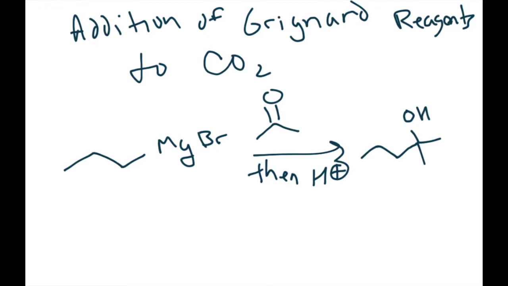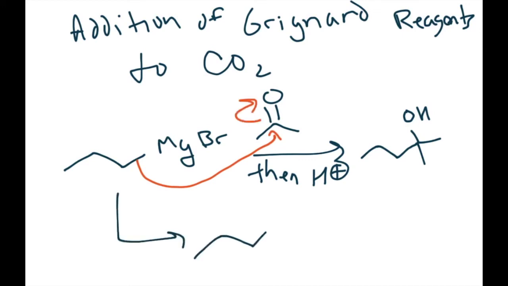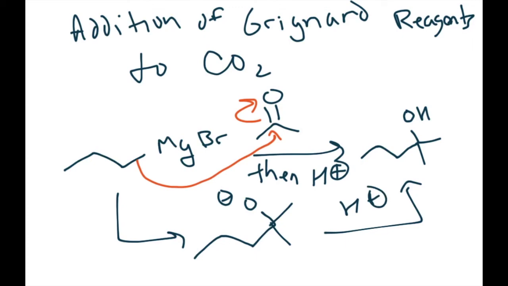Right, and if you remember, this adds to the carbonyl carbon and pushes electrons up onto the oxygen. That's going to get you something that looks like this. And then the H plus comes in after you've done all your additions, and that's going to give you your alcohol.